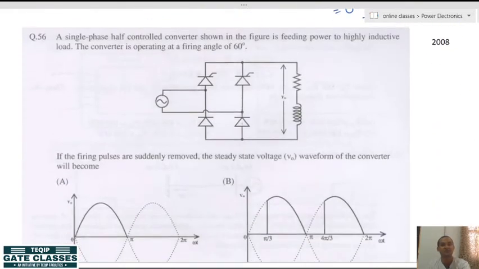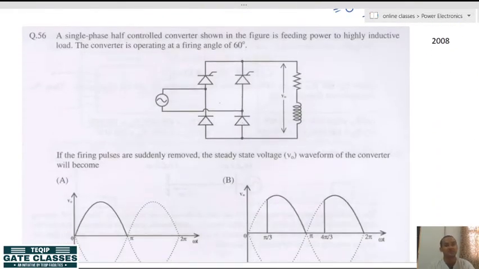Then the next question, in 2008 itself. Although they have mentioned that it is a single phase half controlled converter, nowadays they sometimes do not mention the circuit. So by seeing the circuit you must conclude what kind of circuit it is. We can see it's a semi converter with inductive load. All right, and what is given? It is feeding a highly inductive load.